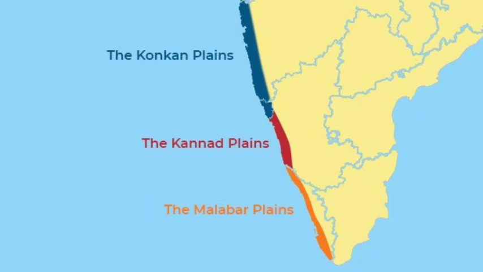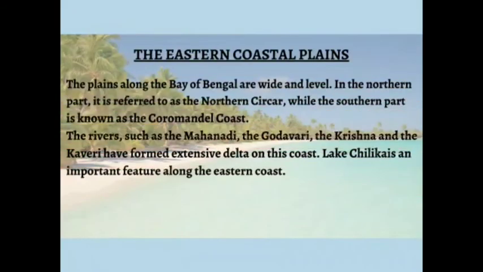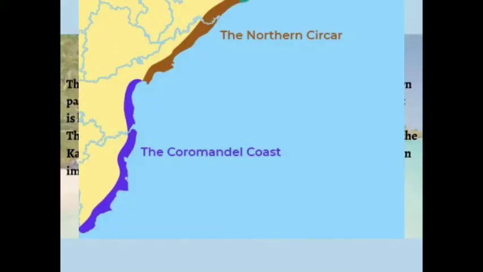So this is about the western coastal plains. Now let's talk about the eastern coastal plains. The plains along the Bay of Bengal are wide. These are not narrow, they are wide and level. They are plain. Only two parts are there, northern and southern. The northern part is called the Northern Circars and the southern part is called the Coromandel coast.